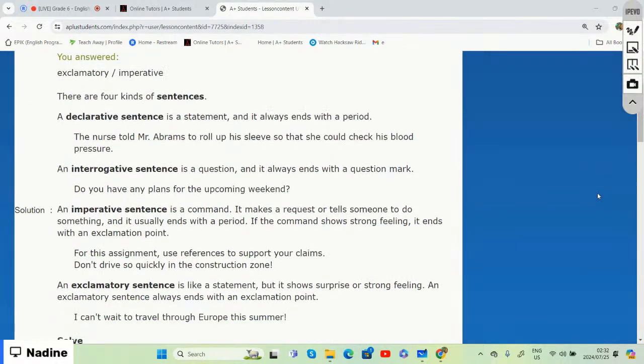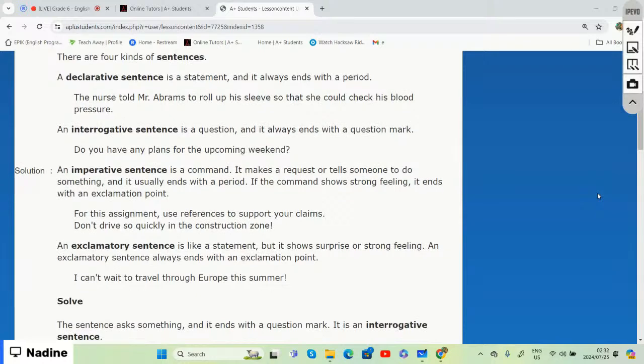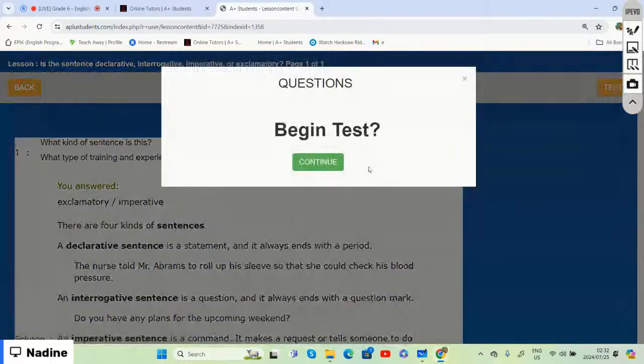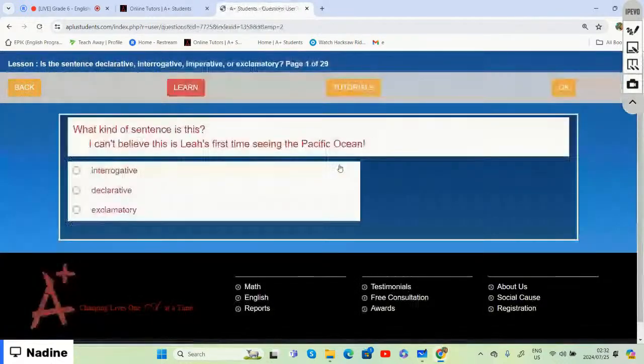So we have our different kinds of sentences. And now let's go to our test. We are now going to say whether it is a declarative sentence, an interrogative sentence, an imperative sentence, or an exclamatory sentence. All right, so now we need to say what kind of sentence it is. It says, I can't believe this is Leah's first time seeing the Pacific Ocean. Is this an interrogative sentence, declarative, or exclamatory sentence?